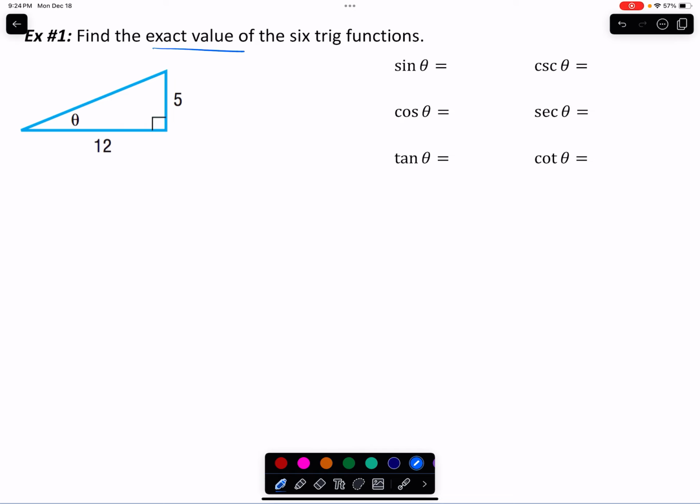So for sine, we need to know the opposite and the hypotenuse. We have the opposite, we don't have the hypotenuse. But we can get the hypotenuse. We can use the Pythagorean theorem.